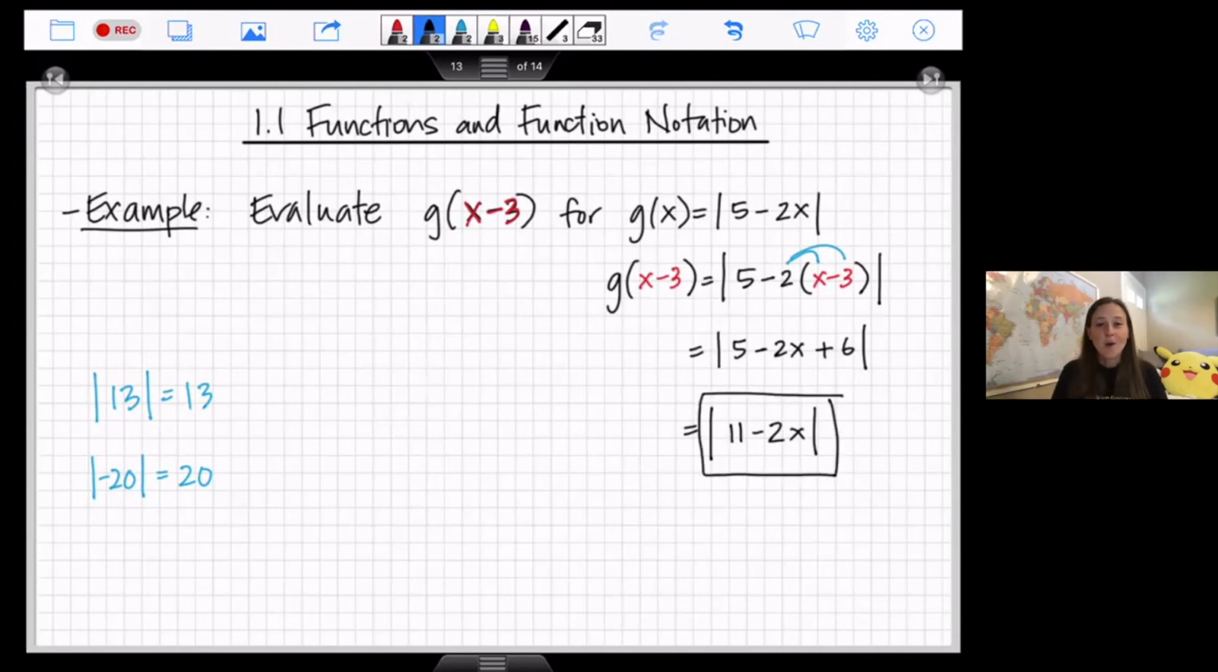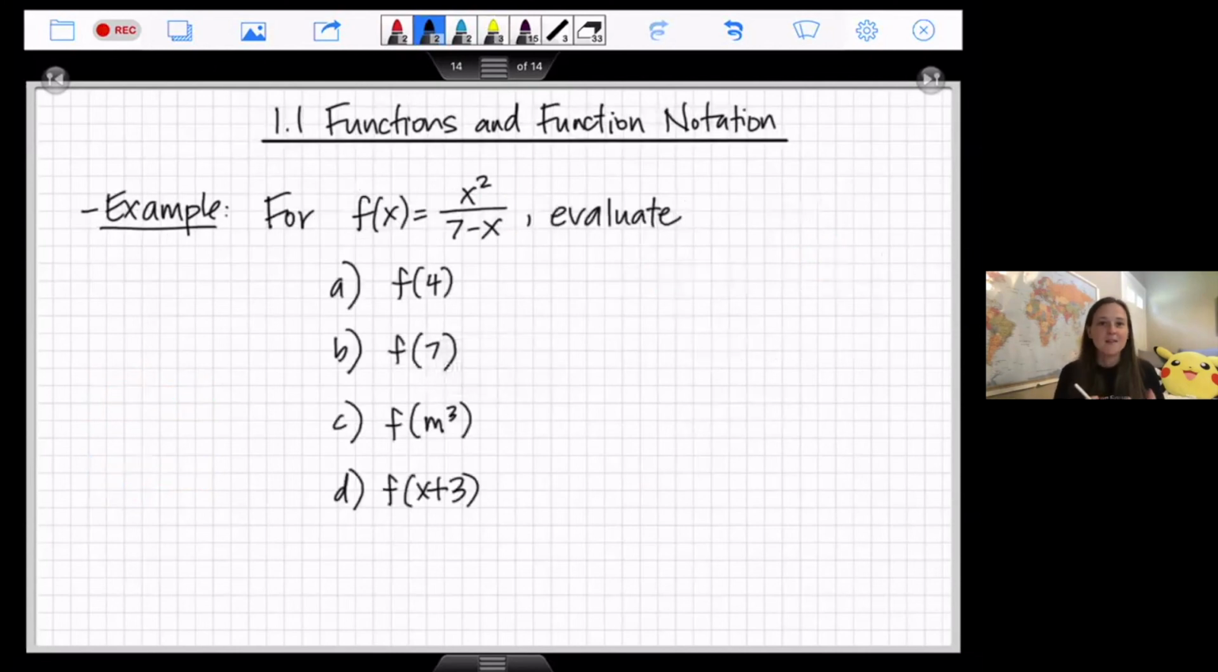All right, so one more, and this one's for you. So f of x is equal to x squared over 7 minus x. For this function, 4 different things. Evaluate f of 4, f of 7, f of m cubed, and f of x plus 3. So just give it a try to make sure you got the hang of it, and then we'll check our answers with this when we get together in class. If you're having trouble with it, show up a little bit early during that office hour and I'll help you get through it. If not, see you in class.